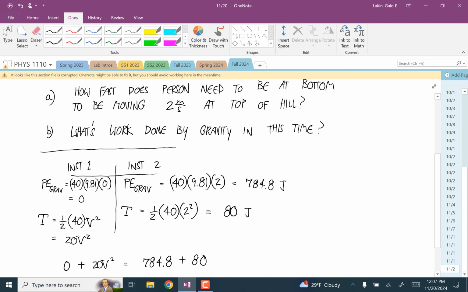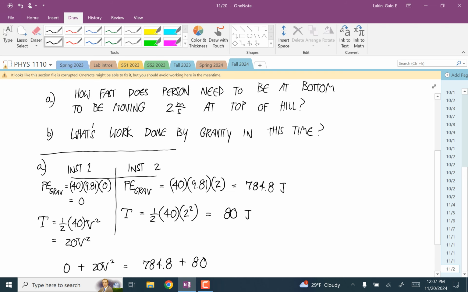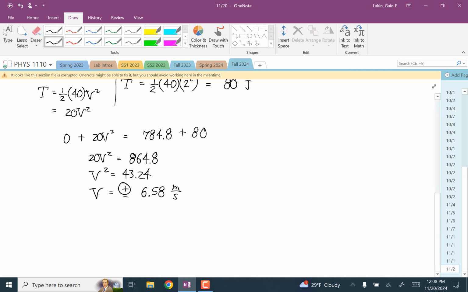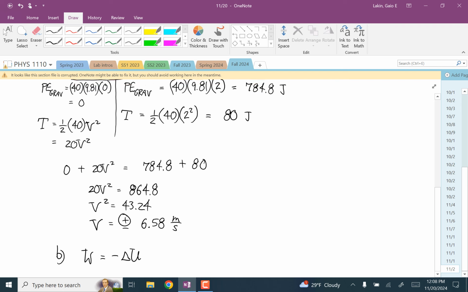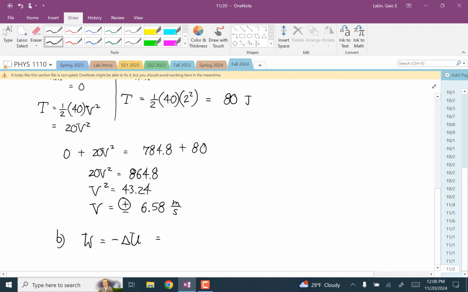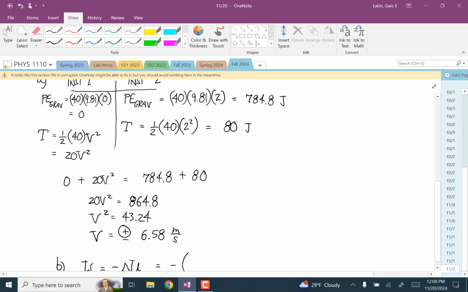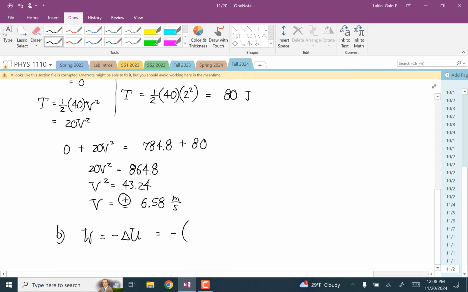Okay, so now that's part A. Now the second one asks, what's the work done by gravity? We've calculated the potential energies. So remember that the work done by a force, by a conservative force, a force that has potential energy, is equal to the negative change in potential energy. So this is negative the potential energy of gravity at the later instant.